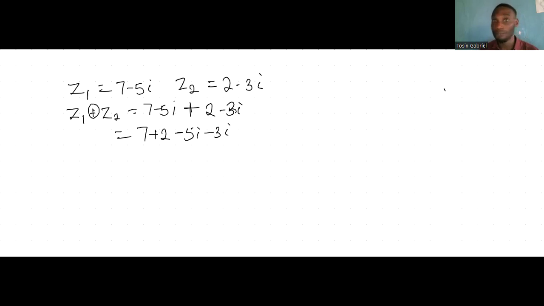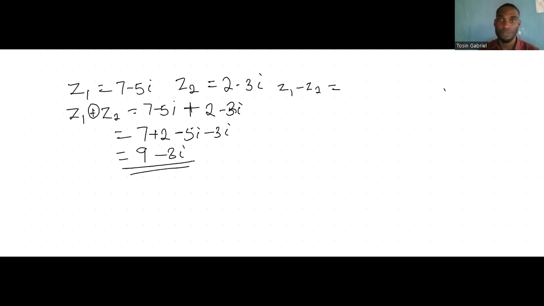So 7 plus 2, that's 9. Minus 5i minus 3i, of course, that's 8i. So simple. It's just as simple as that. Let's take z1 minus z2. Let's also do this. If you have to perform an operation like z1 minus z2, it's very easy.